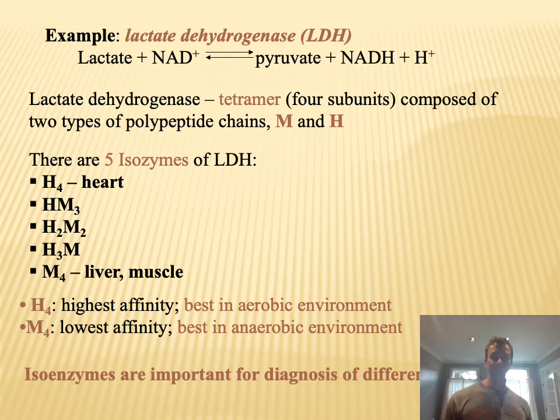H4 has the highest affinity for substrate, and it's best in an aerobic environment, versus in the muscle and the liver, where it's best in the anaerobic environment. So these are useful for our body to metabolize lactate in different tissues. It can also be exploited for diagnostic purposes, so you can use lactate dehydrogenase as well as other enzymes that have isozymes for diagnosis.